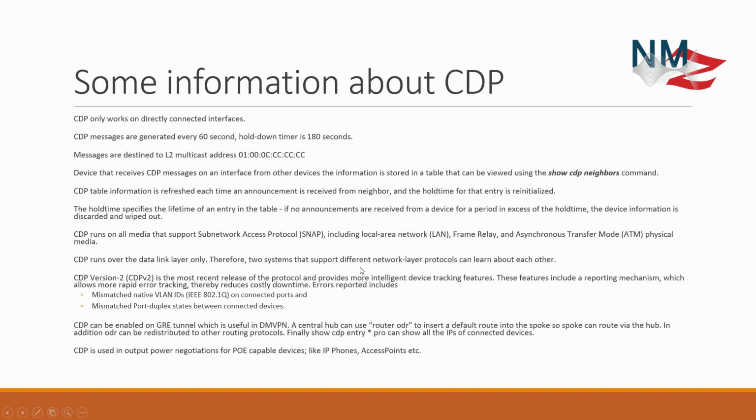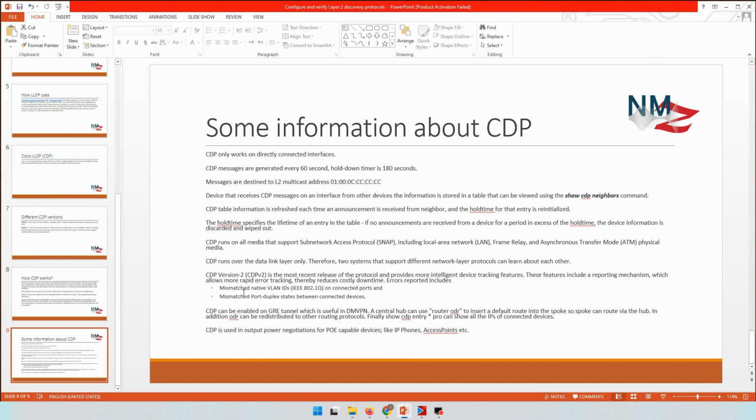And also CDP is used to negotiate power on PoE ports. You know about PoE, Power over Ethernet, and when we connect a device, not all devices use the same voltage or power. CDP is used to send the information about the voltage that this device needs. When this information is received, it is negotiated, and they will select the required voltage for that device.